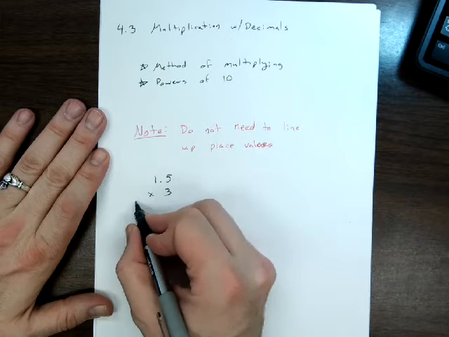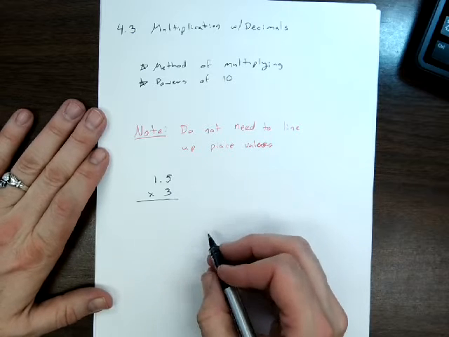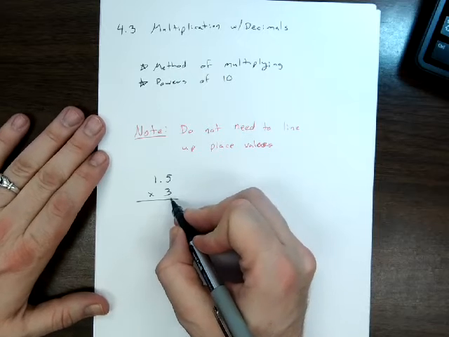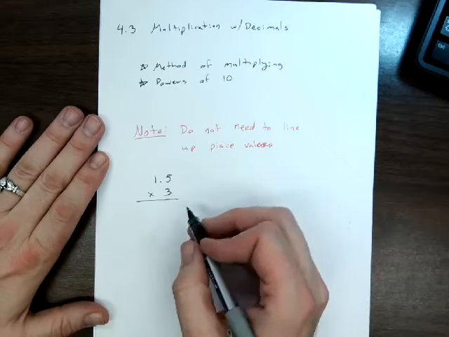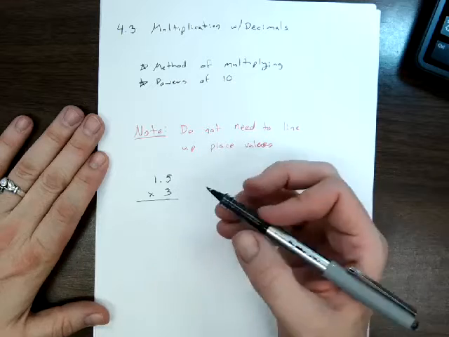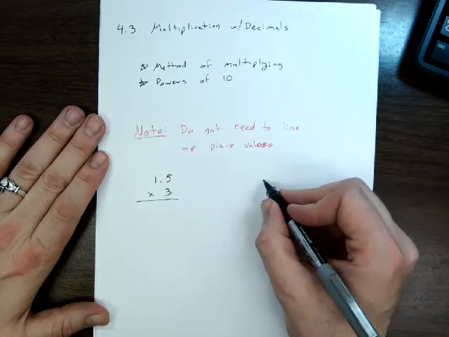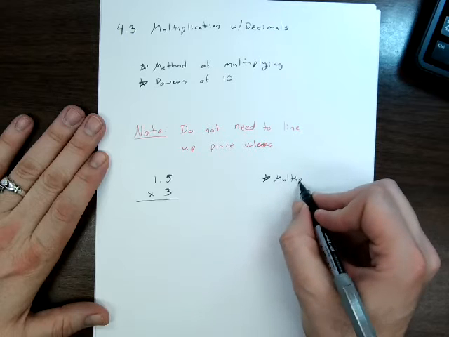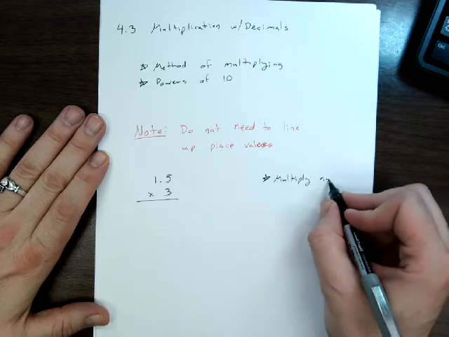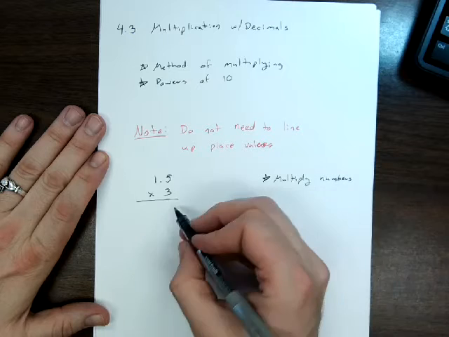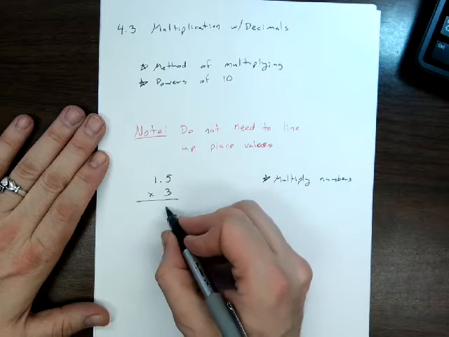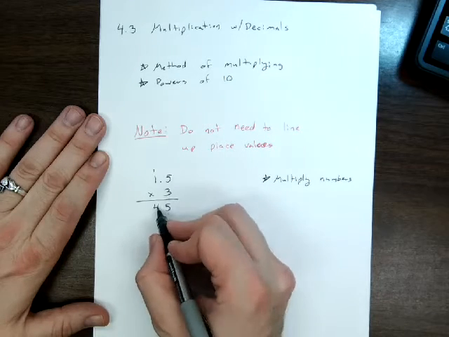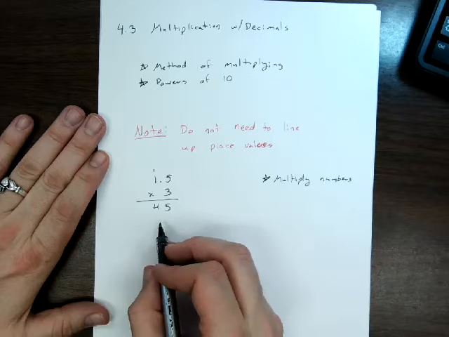a 3. Now what's going to happen here is, notice that here I've got my tenths right over my ones. Well, that's not going to change anything. When I multiply these two numbers, I'm going to go ahead and multiply my numbers as normal. So here I've got 3 times 5 is 15. 3 times 1 is 3, plus that 1 is going to be 4. So I've got a 45 so far.